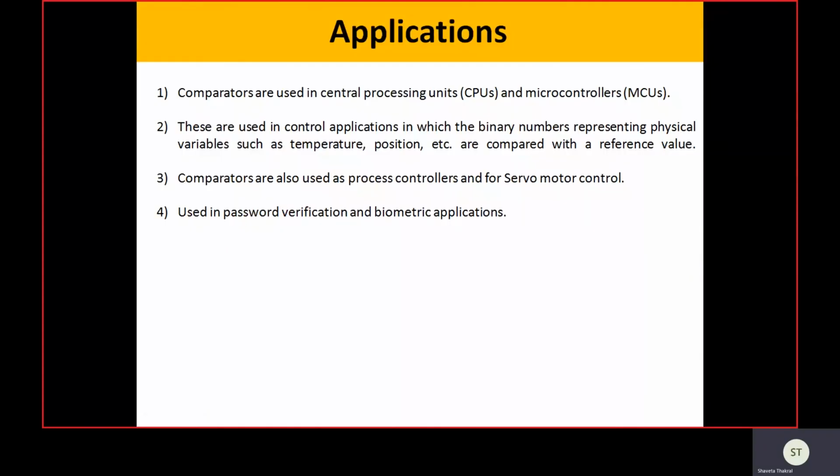The applications of a comparator: comparators are used in CPUs and microcontrollers. They are used for control applications, for temperature and position. We can use them to control these physical variables by comparing them with some reference value, and that is also utilized to control the process. It is also used in servo motor control, in password verification, as well as in biometric applications.